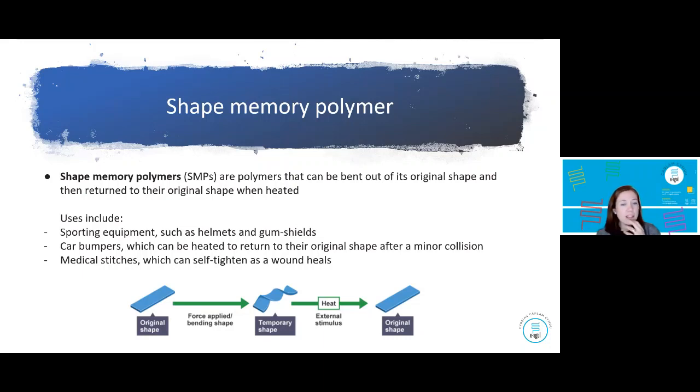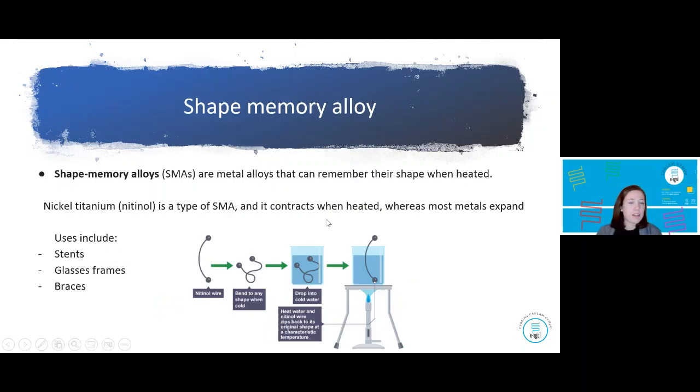And then the third example I've got here, medical stitches. So if you have a wound which is stitched up, then these medical stitches, which are made from shape memory polymers, will self-tighten as a wound heals, okay? And as the temperature of the body heats up the stitches, they will self-tighten, which again is a fantastic use of this particular smart material.